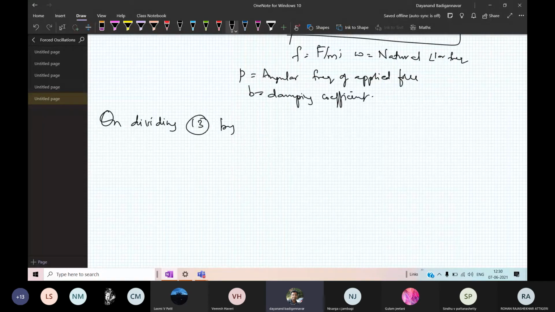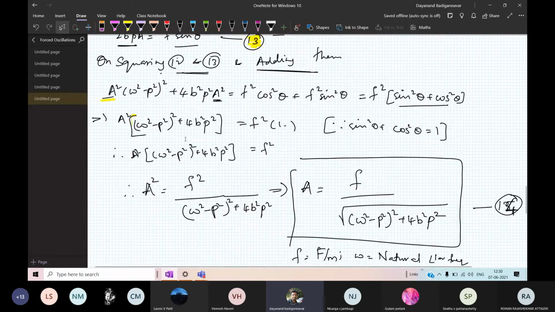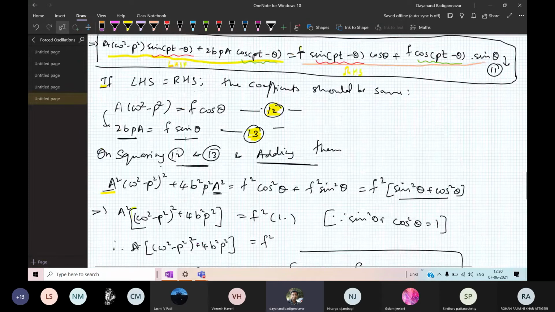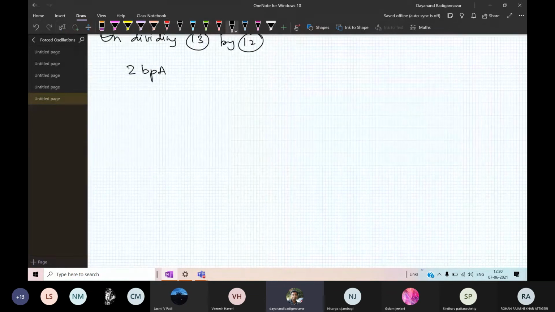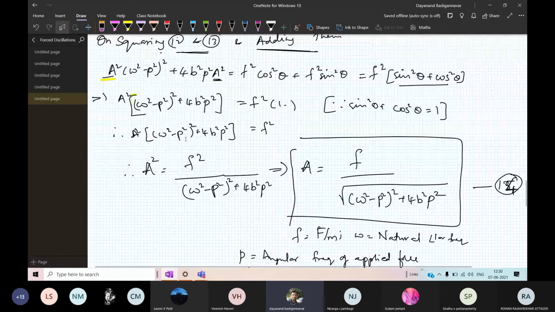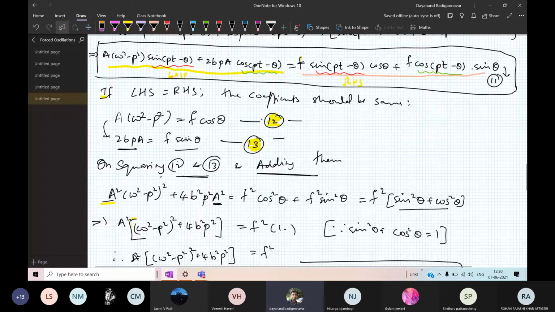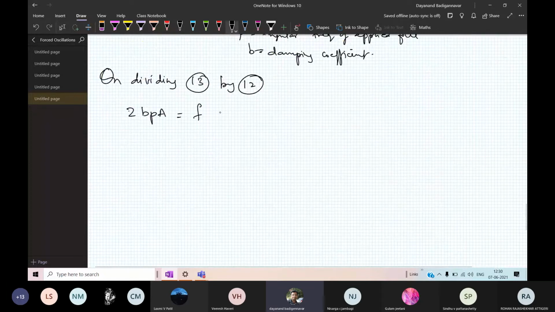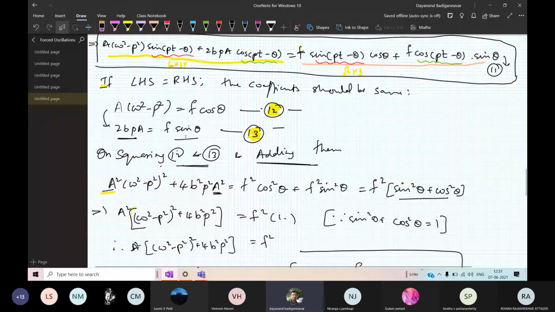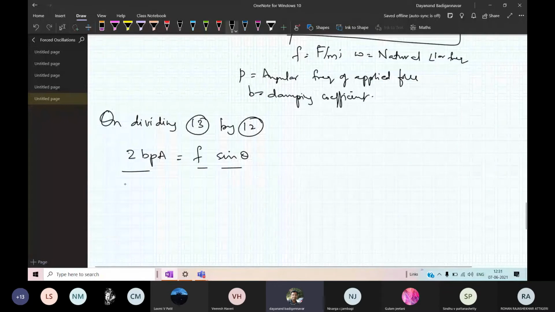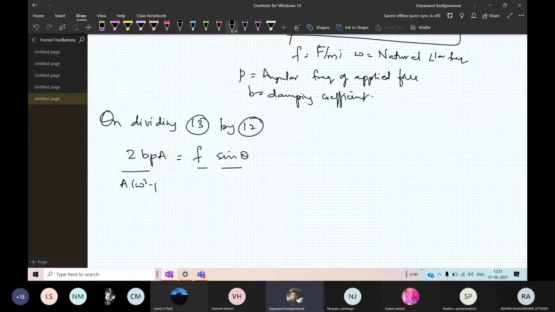On dividing 13 by 12. So what happens in 13 by 12: first, 2bPa is equal to F sin theta, divided by 12: a into omega square minus p square, divided by F cos theta.